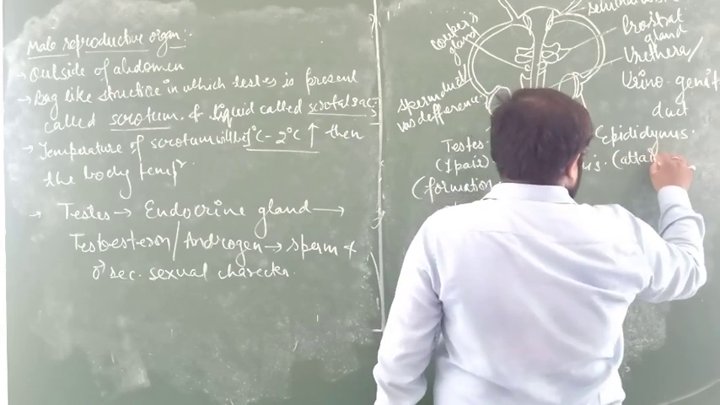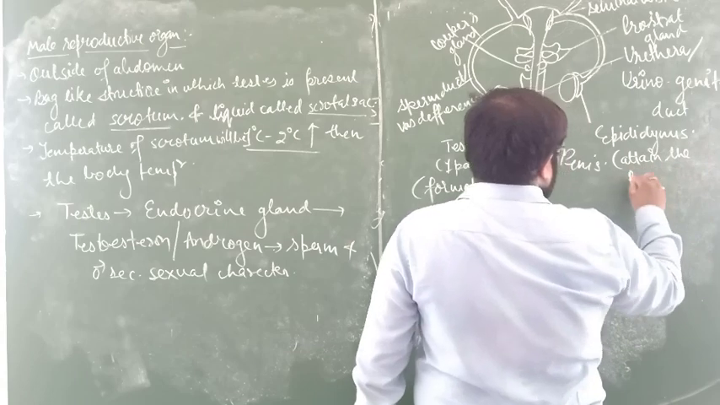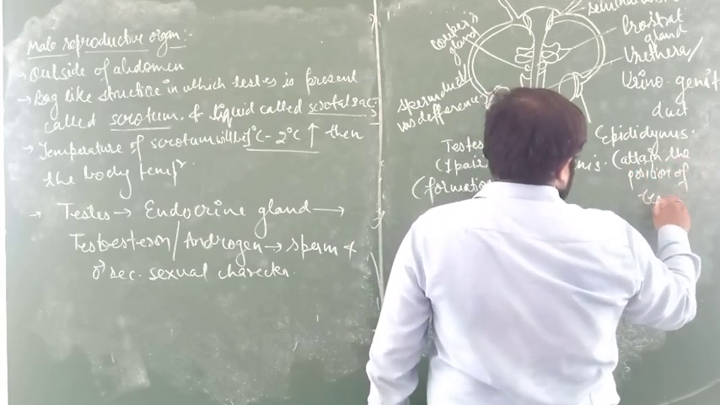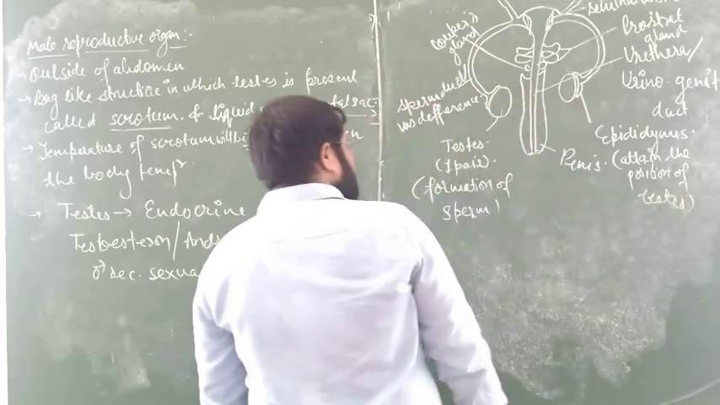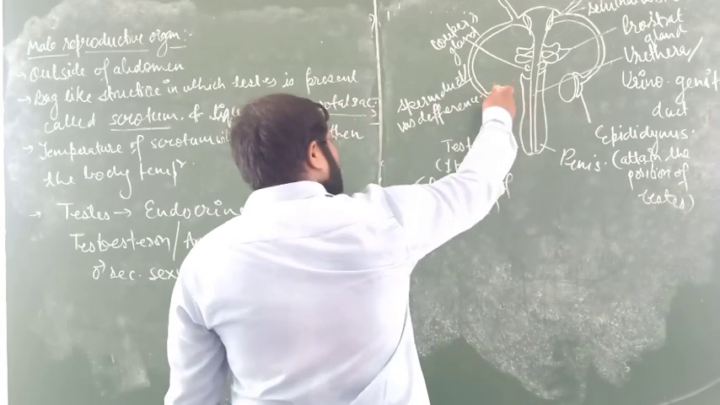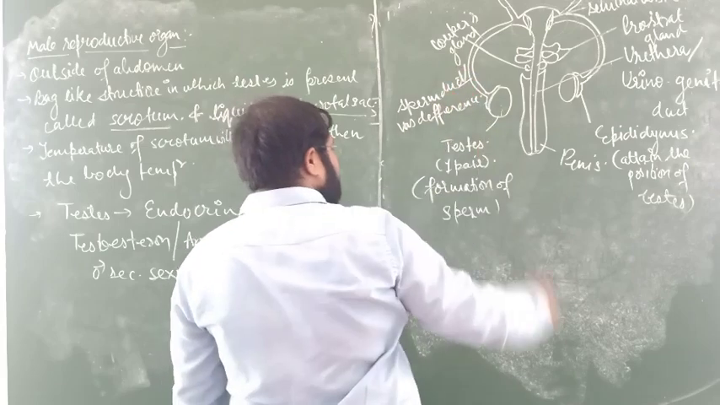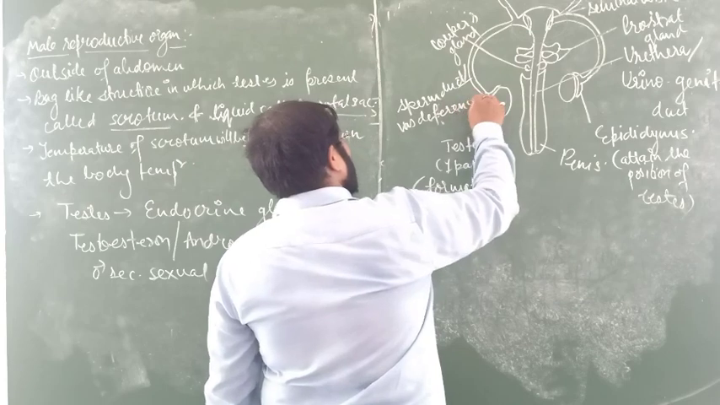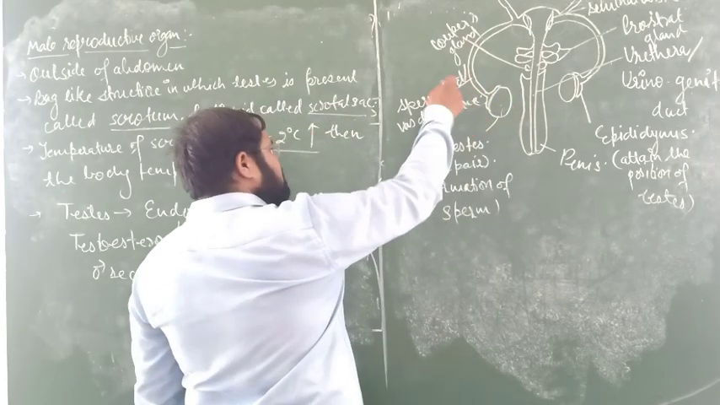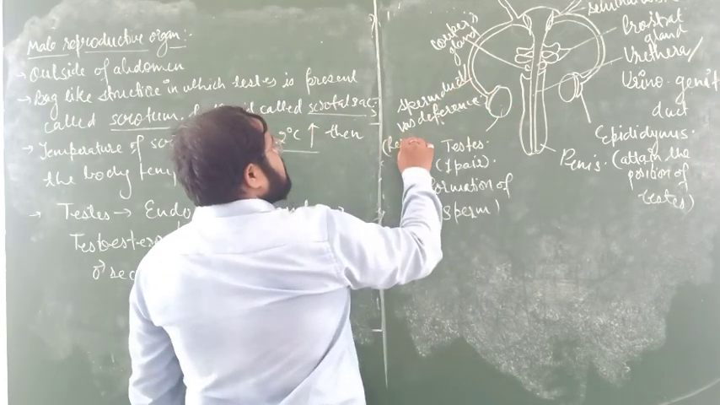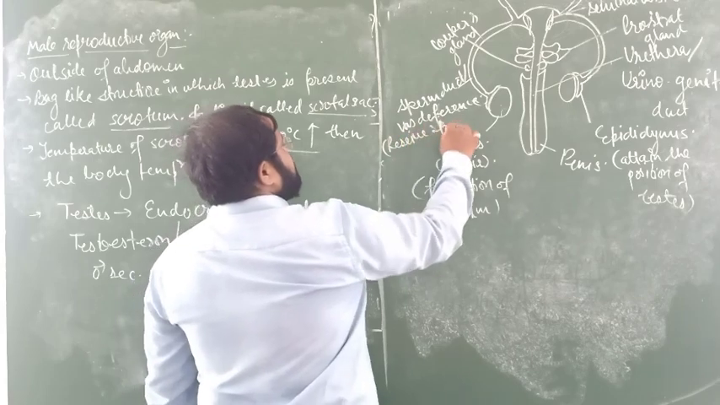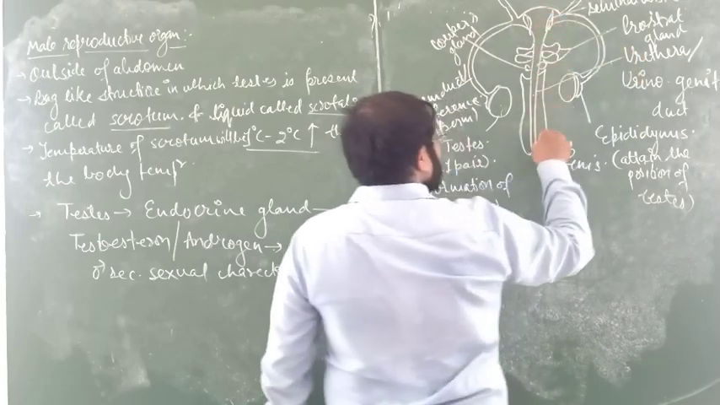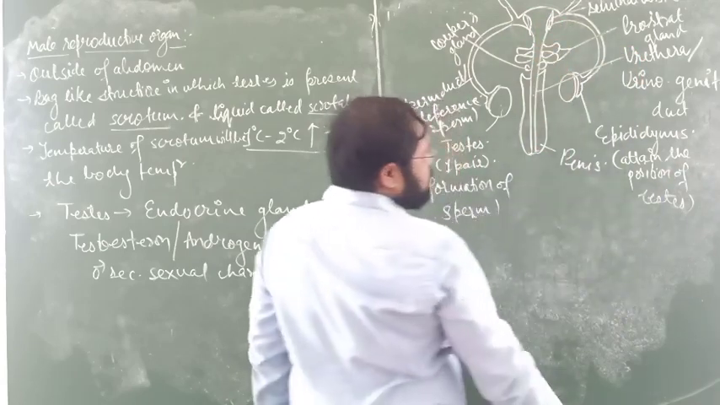and attain the position of the testis, okay. Through the testis, the sperm duct or vas deferens receives the sperm. Okay, later that sperm will enter into the common duct, that is called what, urethra.